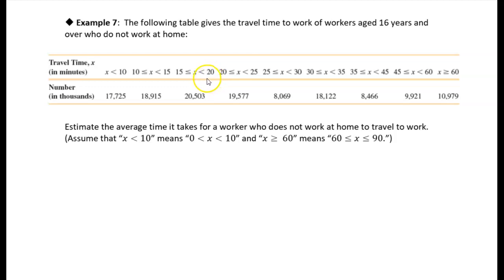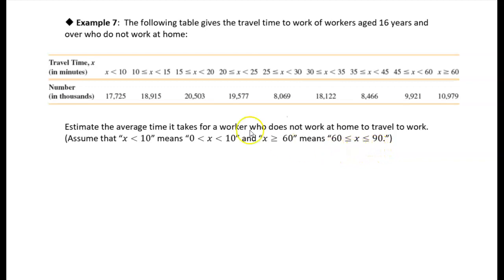But what we can do is convert this to a finite discrete problem just by taking the average of the times within that interval. That's essentially what we're going to do. We have a little bit of a problem at the end points, but we have a hint that says to assume less than 10 is between 0 and 10, and greater than 60 means it's between 60 and 90. So we can just average the endpoints of each interval and get a single value.